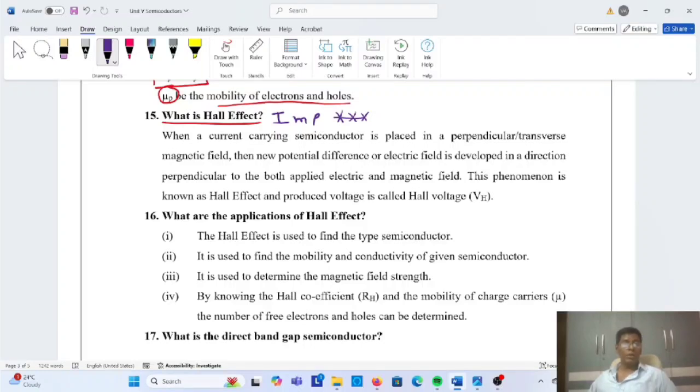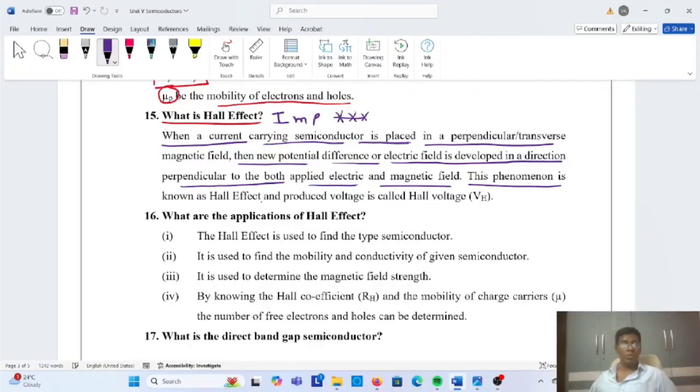Now, how can you define the Hall effect? When a current carrying semiconductor is placed in a perpendicular or transverse magnetic field, then what happens? A new potential difference or new electric field develops in a direction perpendicular to both the electric field and the magnetic field. This phenomenon is known as the Hall effect. In this phenomenon, the produced voltage is called the Hall voltage. It is denoted by VH.